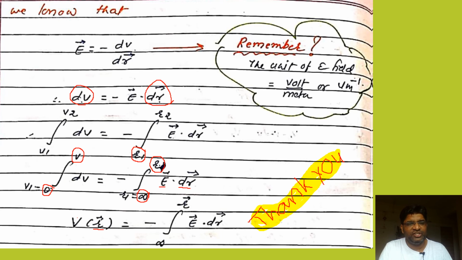That means the potential at a given point R here is equal to the integral of the electric field into distance dr, moving it from infinity to a given point P, which is at a distance r, in the opposite direction of the electric field. So this equation is useful in solving the numericals.